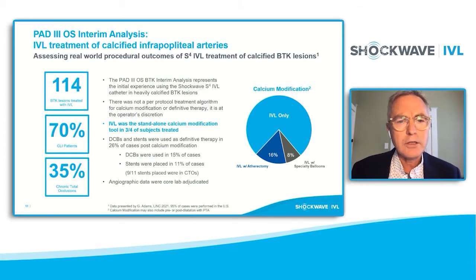So if we have a look at this cohort, you can see that the vast majority of patients received intravascular lithotripsy only. A small group also received atherectomy or treatment with specialty balloons. 114 lesions were treated in these patients, 70% of these with critical limb ischemia, and 35% having chronic total occlusions. You can see in a small group of patients, drug-coated balloons or stents were placed, but the vast majority of patients, IVL was the standalone treatment.